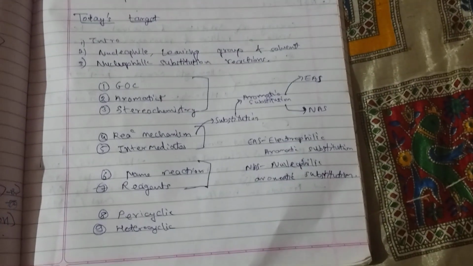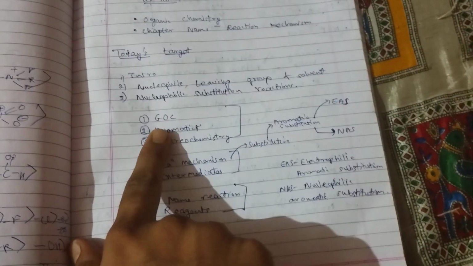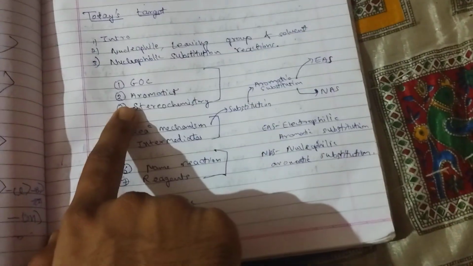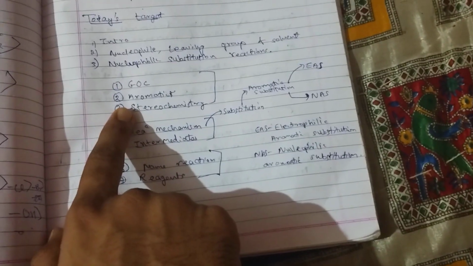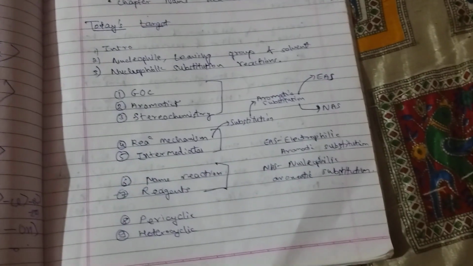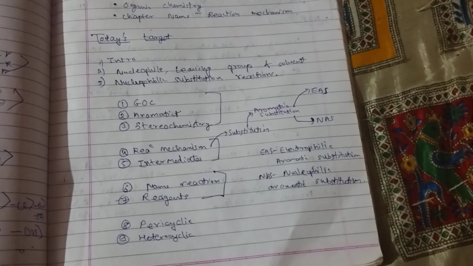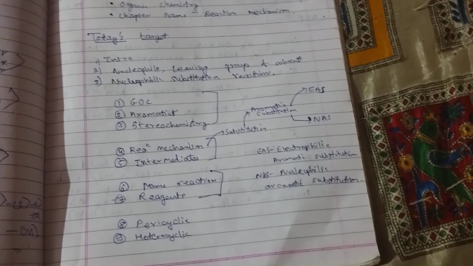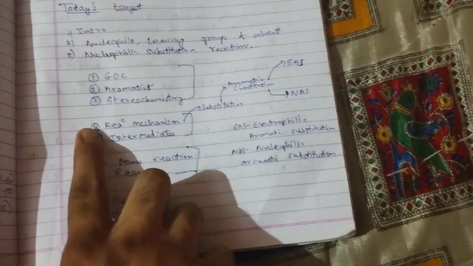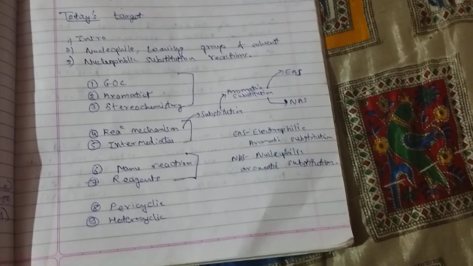So first of all, what I have written is how you should study organic chemistry. Sorry, this is not types of reaction mechanism. So first General Organic Chemistry, GOC, then aromatic organic chemistry, then stereochemistry. Then this part is what I am covering for now: reaction mechanism, then intermediates, then name reactions.